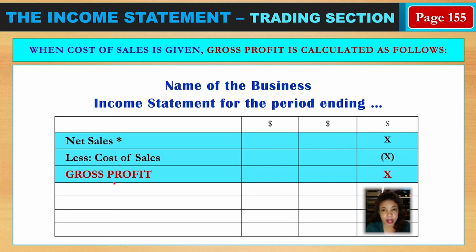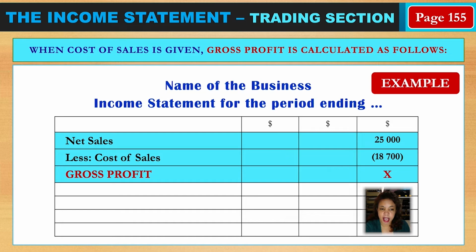I have it in red. Please don't put it in red in your exam. Do not write in red ink at all. This is just for visual purposes so that you can see it really clearly. It is emphasized for you. So once again, when cost of sales is given, this would be your format. Very, very simple in order to calculate your gross profit.